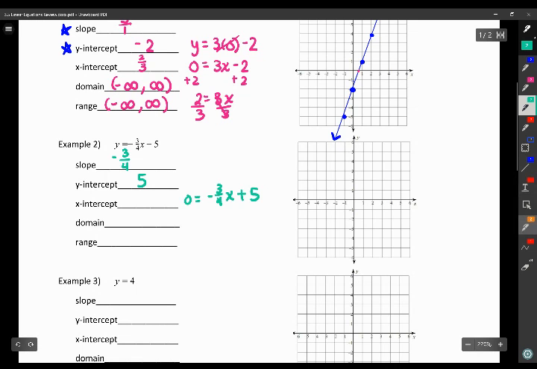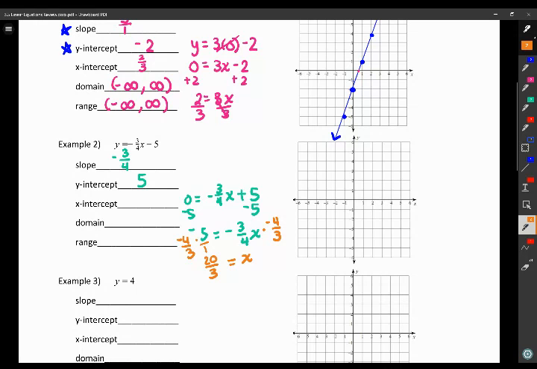So we would subtract 5 from both sides. This would be negative 3/4 x. So we're going to multiply by the reciprocal, negative 4/3, and so the x is all alone. Over here we get 20 over 3, because top times top, bottom times bottom. And 20/3 is the same thing as, if I divide, 3 goes into 20 six times with 2 left over.